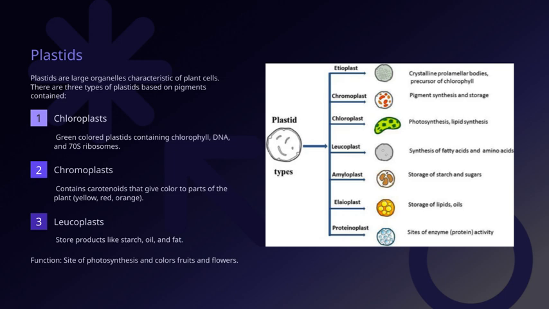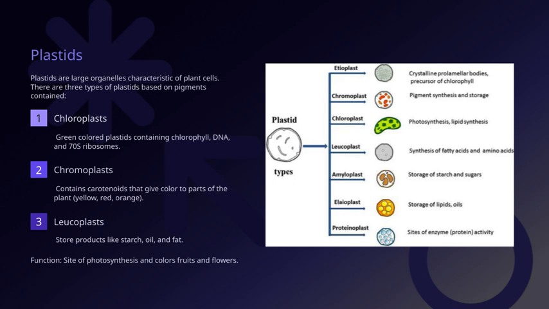Next, we have chromoplasts. These plastids contain carotenoids, which give color to various parts of the plant. Think of yellow, red, and orange hues seen in fruits and flowers. These colors are important for attracting pollinators and seed dispersers, playing a key role in plant reproduction.